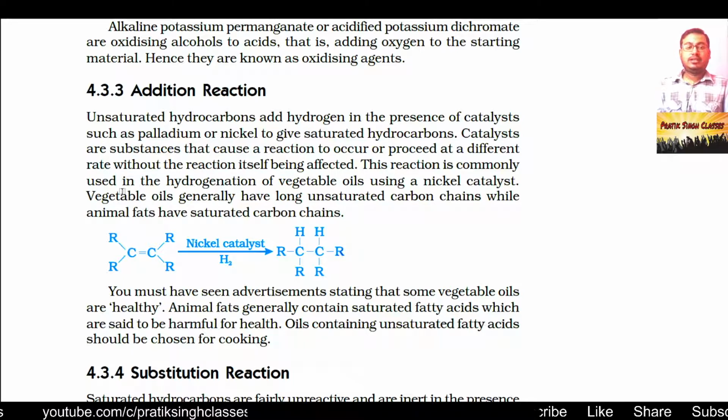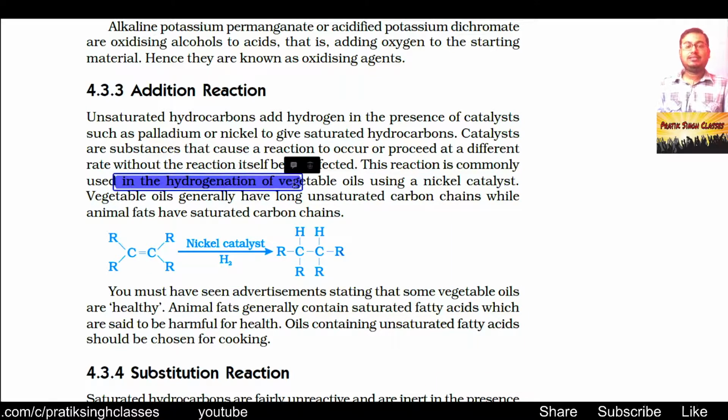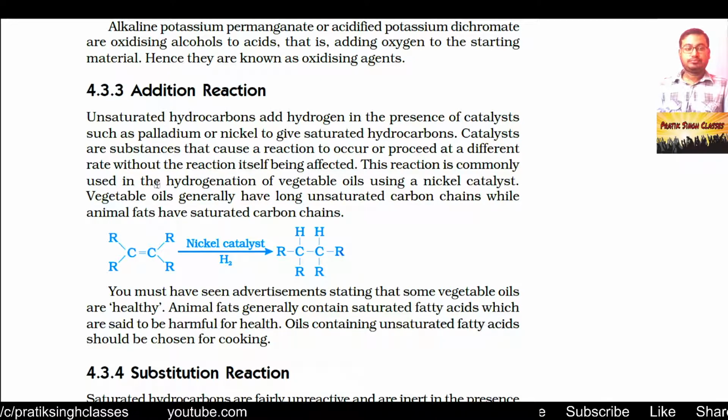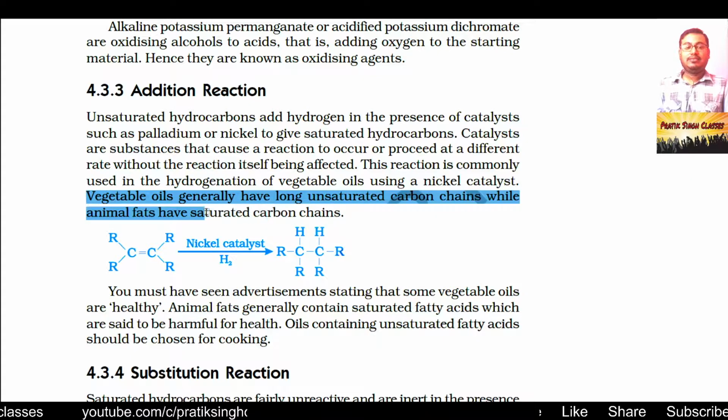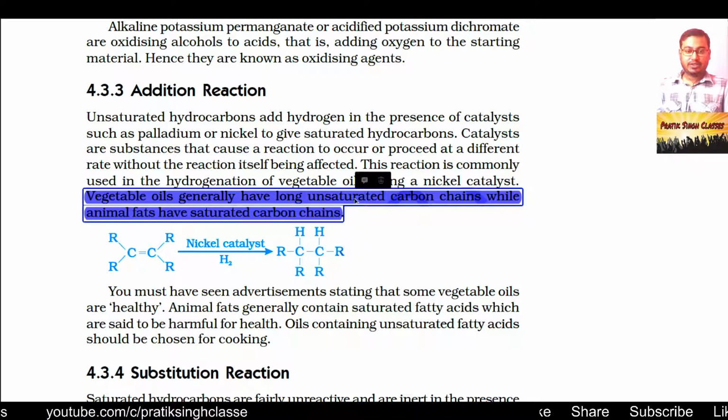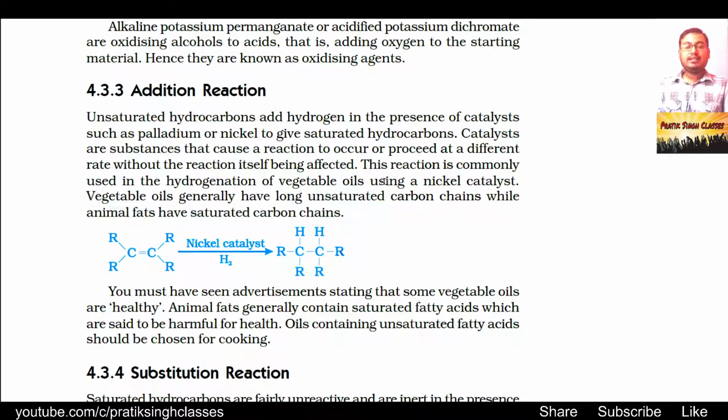This reaction is commonly used in the hydrogenation of vegetable oils using nickel catalyst. Hydrogenation means addition of hydrogen. Vegetable oils generally have long unsaturated carbon chains, while animal fats have saturated carbon chains. The edible oil which we use in our home is written here as vegetable oil, and it is unsaturated.